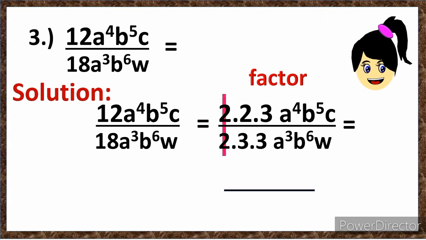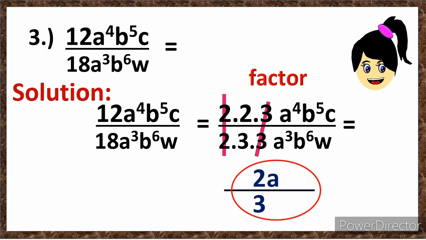Then we can cancel out the common. The common is 2 and 3. Then we rewrite what is left, which is 2 over 3. Next, a raised to 4 over a raised to 3. Apply the quotient power. So we have 4 minus 3 is 1. Therefore, we have a.